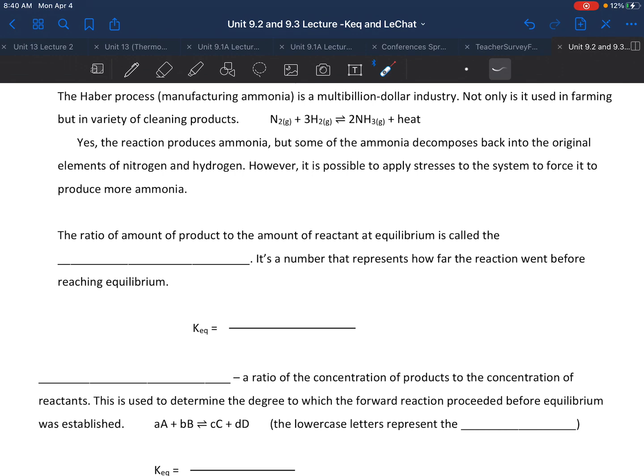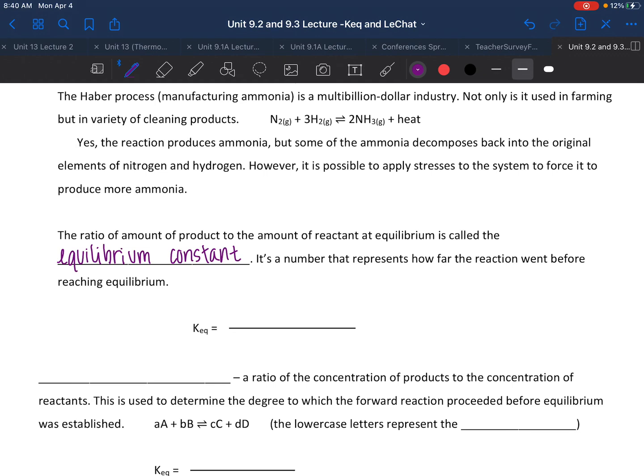And so this is defined as the ratio of the amount of product to the amount of reactant. So we call this our equilibrium constant. So again, even though both reactions are happening, we are going to be able to reach some point of constant concentrations because our rates are equal.